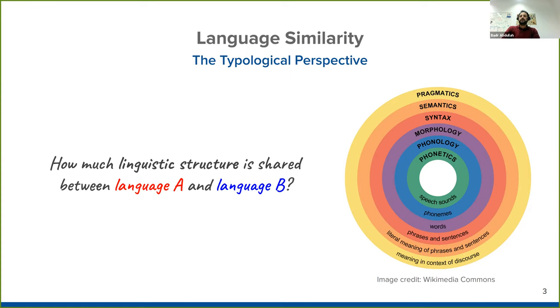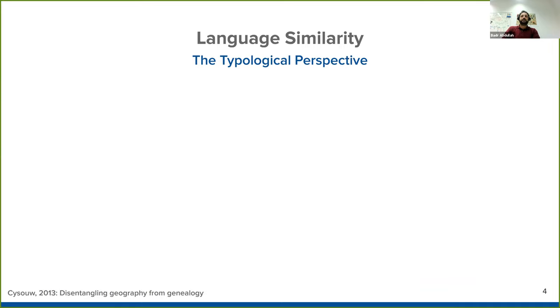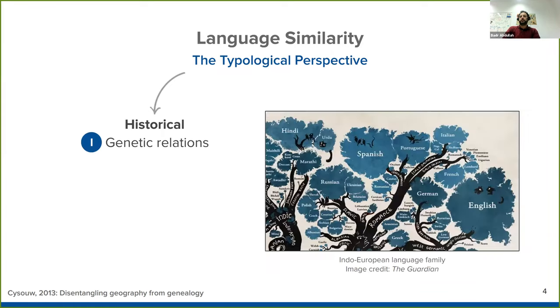Languages can share linguistic structures for different reasons, and some of them are historical reasons, such as genetic relations. So when we say that Russian and Ukrainian are similar, that's because they are both East Slavic languages that have diverged from Proto-Slavic, so they have inherited most of their typological features from Proto-Slavic.